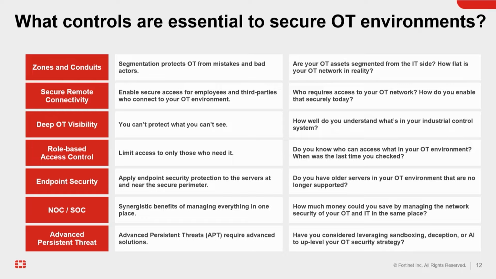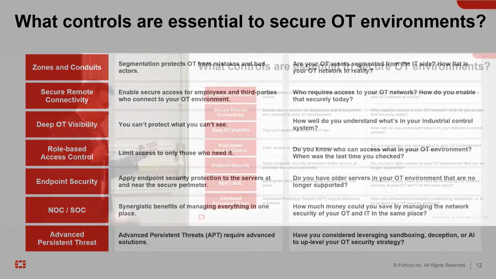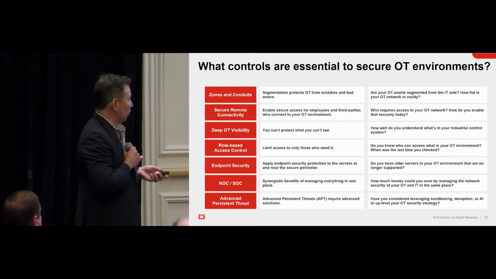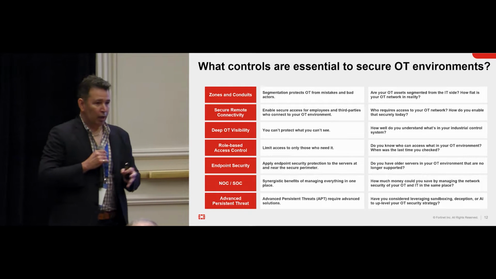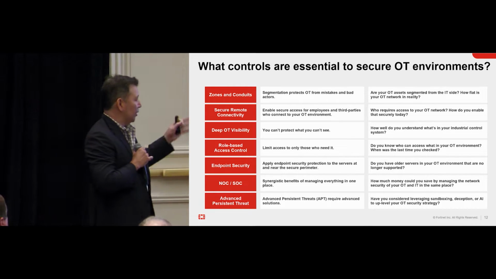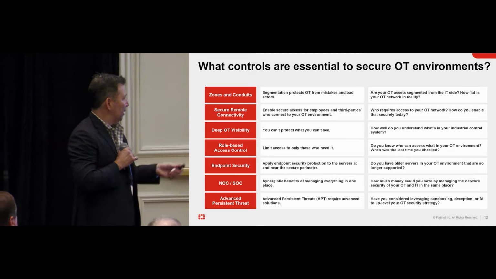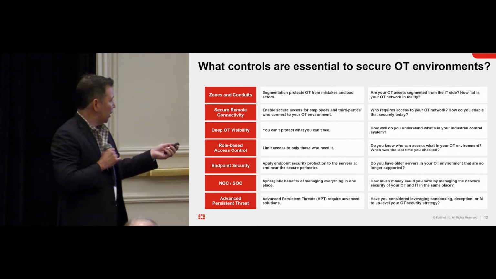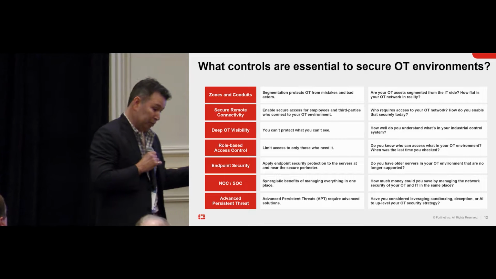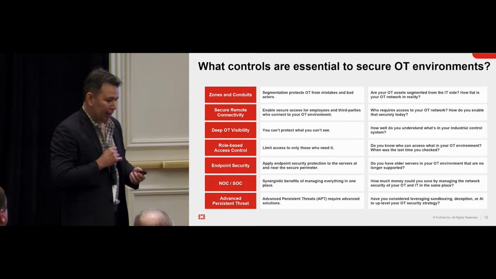So how do we do that? Because again, some of the stuff that you see on the screen, you have seen before. But let's put this in a context that makes more sense to us. Conduits, secure remote connectivity, deep OT visibility, role-based access controls, SOC and NOC, and advanced threat protection, or advanced persistent threat. That is something that we need to look at.